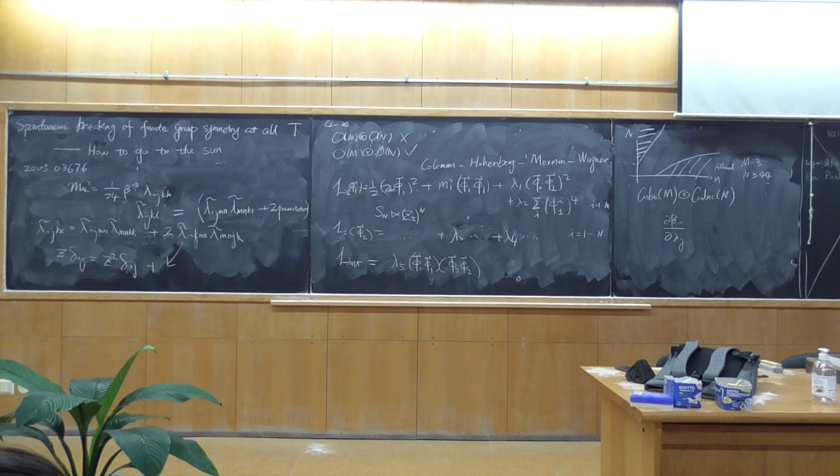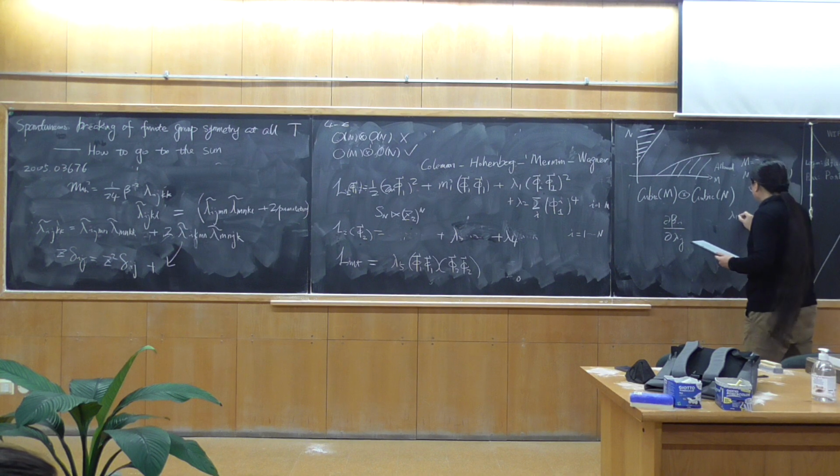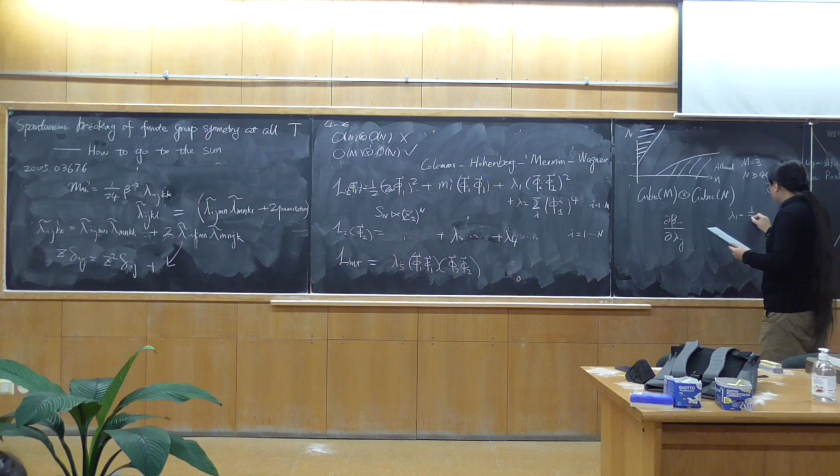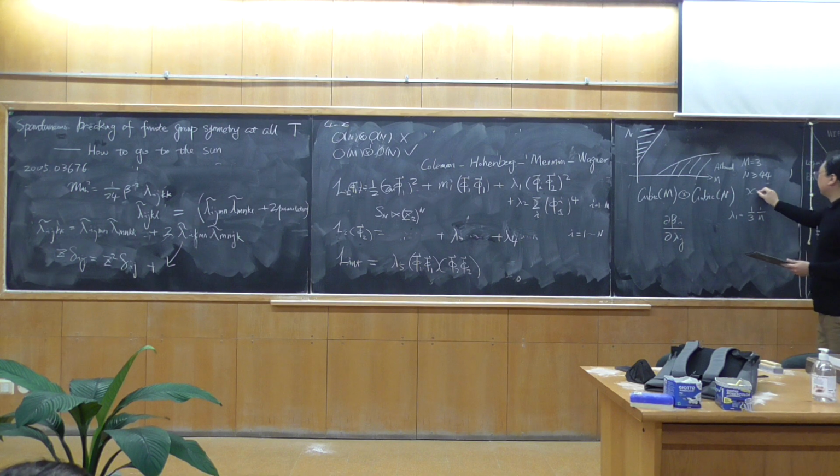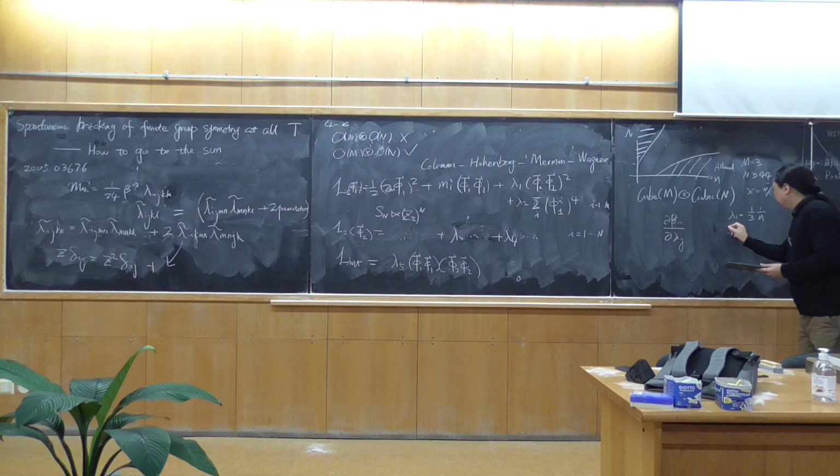So let me write something that is actually quite interesting. Lambda 1 is going to be 1/3 1 over m. We can take a limit with m over n fixed, and we take the limit as n goes to infinity. Okay, and you can solve for the beta functions easily.